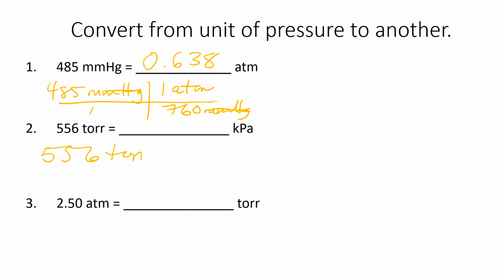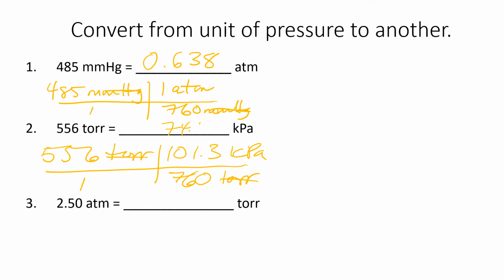556 torr and 760 torr. That is 101.3 kilopascals. So 556 times 101.3 divided by 760, 74.1. 2.50 atmospheres.